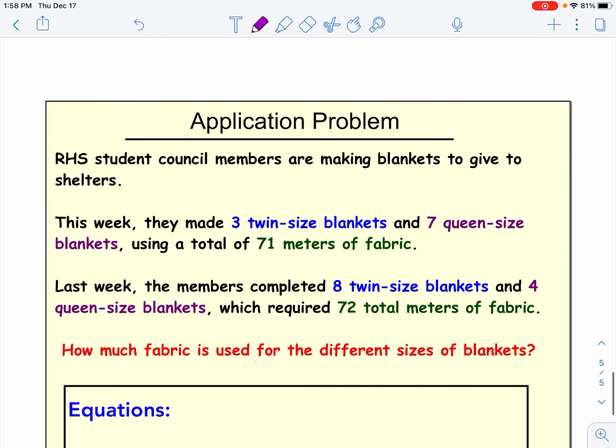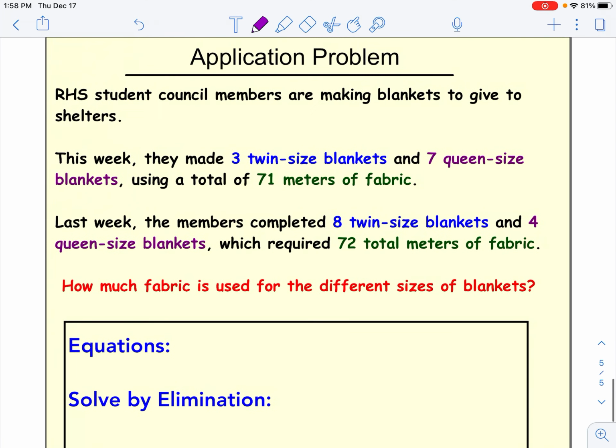All right, here's our last problem. We're going to do an application problem. It says the RHS student council members are making blankets to give to shelters. This week, they made 3 twin-size blankets and 7 queen-size blankets, using a total of 71 meters of fabric to make those blankets. But last week, the members completed 8 twin-size blankets and 4 queen-size blankets, which required 72 meters of fabric. So how much fabric are they using for each blanket?